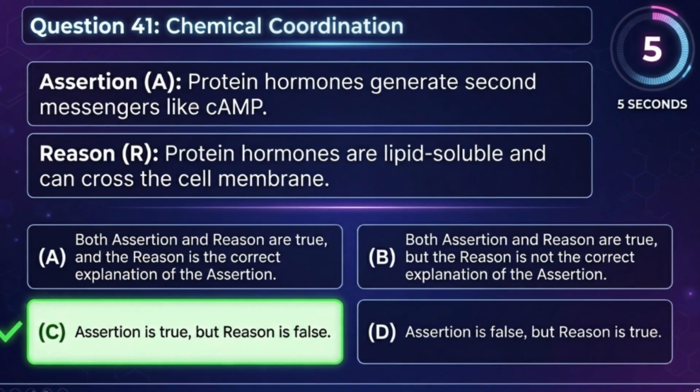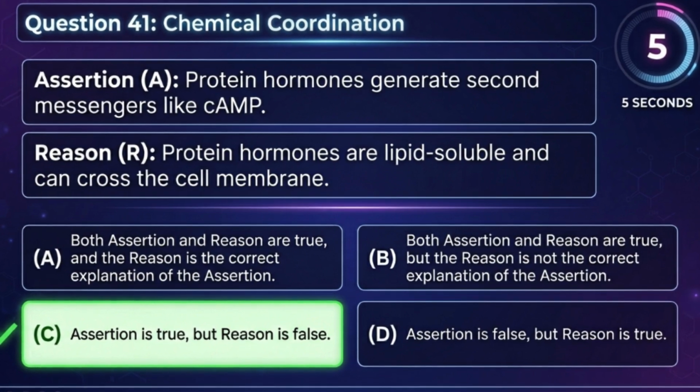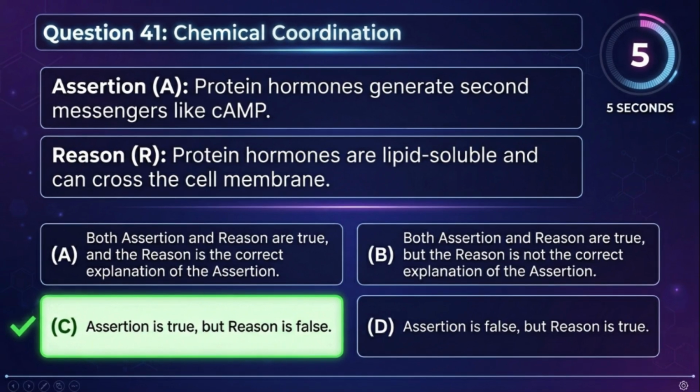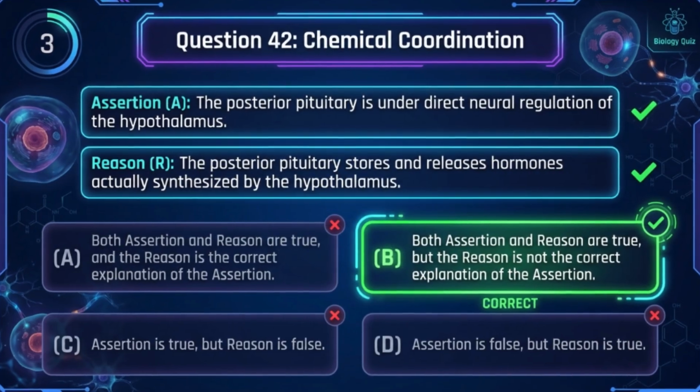Question 41. Chemical coordination. Assertion A: Protein hormones generate second messengers like cAMP. Reason R: Protein hormones are lipid-soluble and can cross the cell membrane. 3, 2, 1. Protein hormones must use second messengers, which is true, but the reason says they are lipid-soluble. That is false. They are water-soluble and cannot cross the membrane, which is exactly why they need second messengers. Option is C.